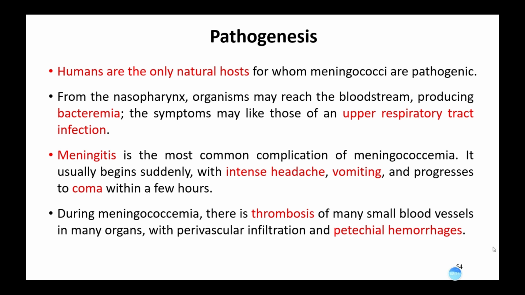The organism may reach the bloodstream, producing bacteremia. We know that's the presence of bacteria in the bloodstream. The symptoms may be like those of an upper respiratory tract infection, a common cold, but it can cause more severe disease like meningitis. That's the most common complication of meningococcal infection. It usually begins suddenly with intense headache, vomiting, and progresses to coma within a few hours. So the onset of disease is sudden and the progress is quick.